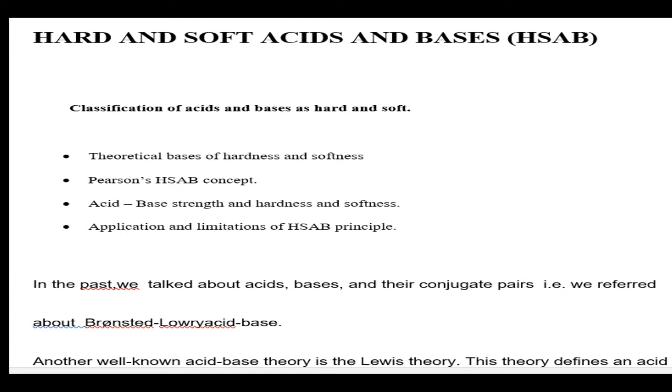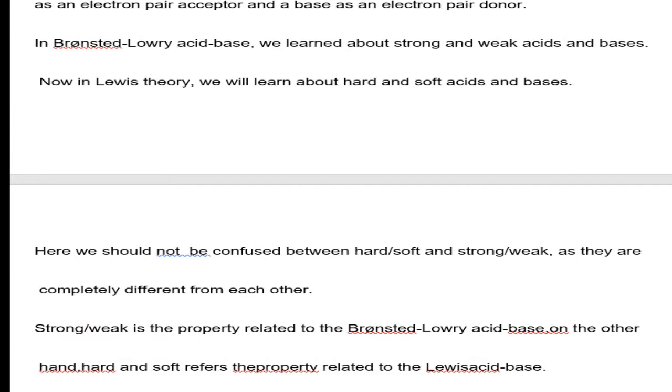First, I would like to give you some introduction to this chapter. In the past, we talked about acids, bases and their conjugate pairs. That is, we referred to the Bronsted-Lowry acid-base concept. As you know, another well-known acid-base theory is the Lewis theory, which defines an acid as an electron pair acceptor and a base as an electron pair donor. In the Bronsted-Lowry acid-base concept, we learnt about strong and weak acids and bases. Now, in Lewis theory, we learn about hard and soft acids and bases.